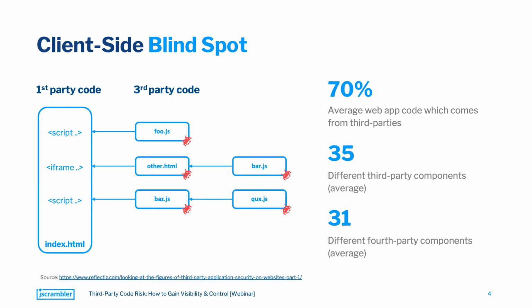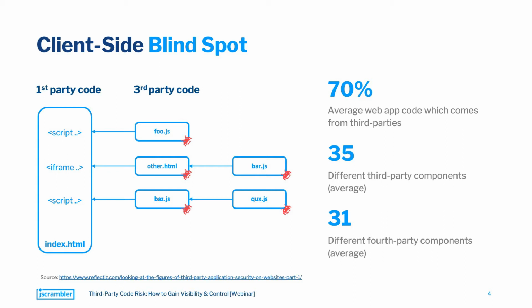So when we look at the numbers, we see that 70% of the code in the average web app is being sourced from third parties. And with 35 third-party components and 31 on average fourth-party components, you can imagine just how complicated it can get.